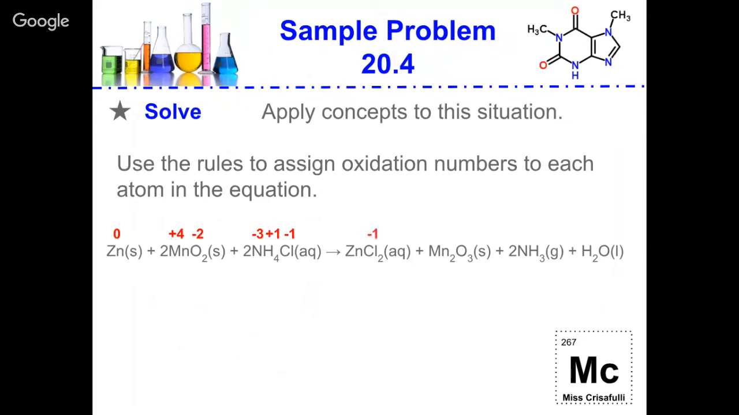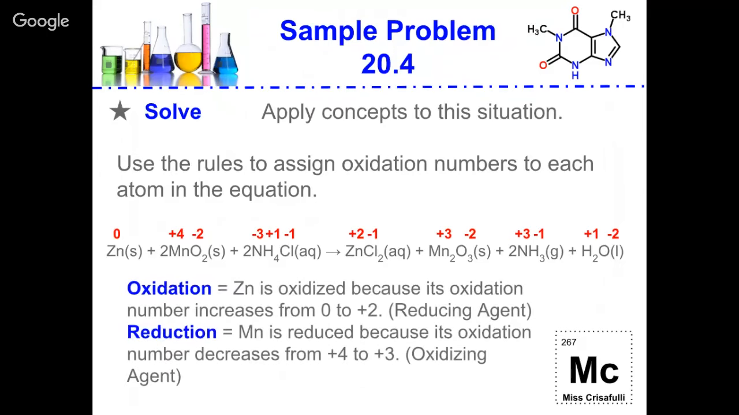Next, chlorine's -1, zinc is +2. Next, oxygen's -2, and there are 3 of them, so that is -6. There are 2 manganese, so that means each manganese is going to be +3. Next, hydrogen in this case is -1, and in this case, nitrogen is going to be +3. Oxygen's -2, hydrogen's +1. Okay, so now we have to look and see, did anybody change charge?